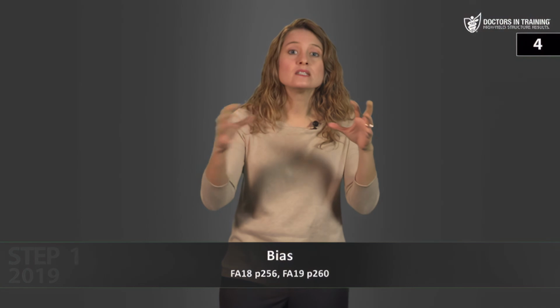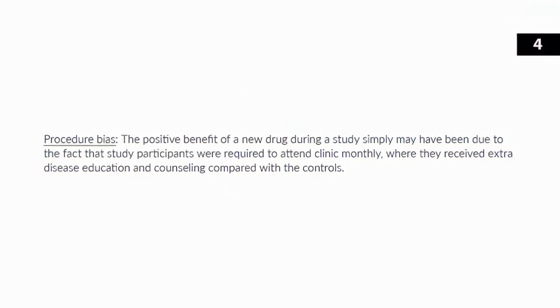Procedure bias occurs when study groups within the same study aren't treated the same. The example in your study guide says the positive benefit of a new drug during a study simply may have been due to the fact that study participants were required to attend clinic monthly, where they received extra disease education and counseling compared with the controls.